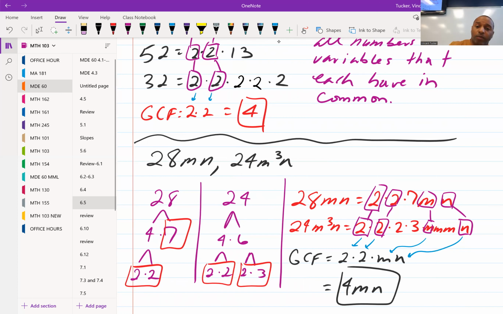So then you ask yourself, what do you have in common with both terms? So that's 2 and 2, and then we have 1 m and 1 n. So the greatest common factor will be 4mn.